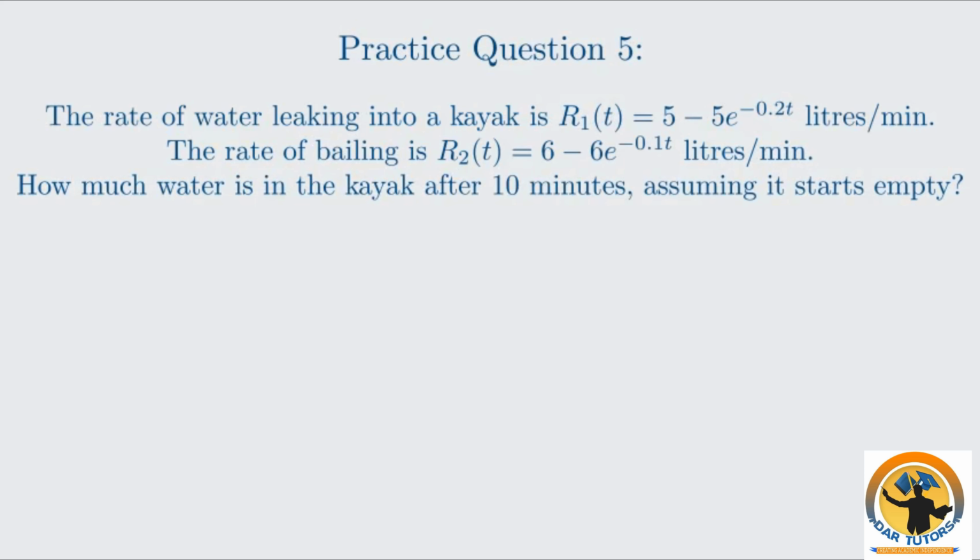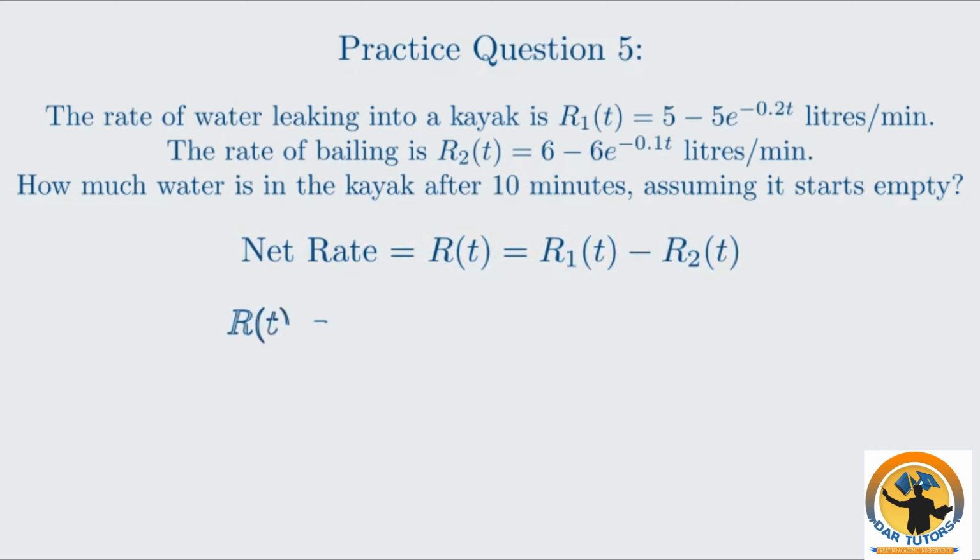Here is the fifth and final practice question. This is a rates of change problem. How would you find the net change in water volume? Let's solve it. The net rate of change of water in the kayak is the rate of water leaking in minus the rate of water being bailed out. Let's call this net rate R of t. So R of t equals R1 of t minus R2 of t.